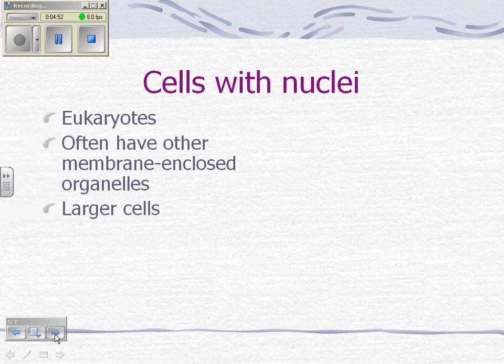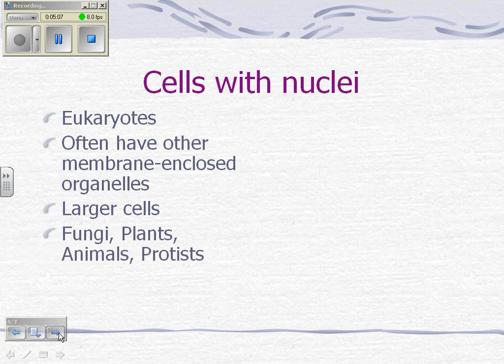Eukaryotes not only have a nucleus, but they also often have other membrane-enclosed organelles. We'll talk about these in a minute. They're often larger cells than bacteria, because they have other stuff inside of them. We're talking about the four kingdoms of living things. These are all, remember, eukaryotes, in the domain Eukarya. Fungi, plants, animals, protists are all kingdoms of living things.